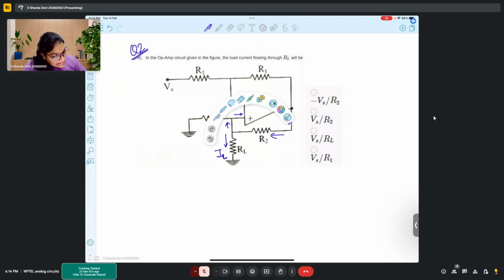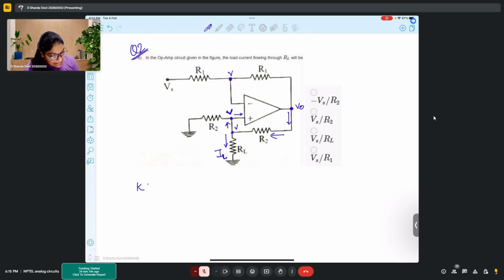Let's say this potential at this point is V. The moment you know V, then you can simply write that V by RL will give you I, the current through this point. This is also V. This is V naught. Here it is Vs. Here again, considering the virtual short concept, here we have V.